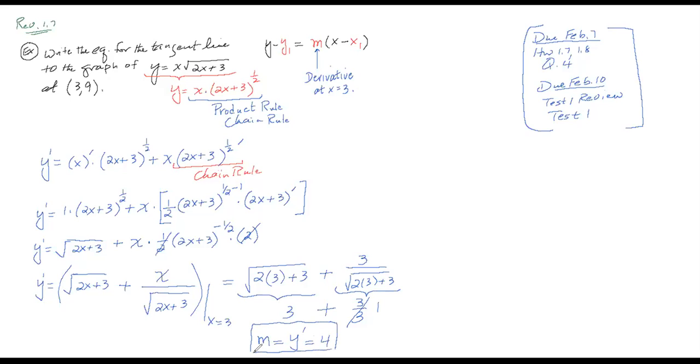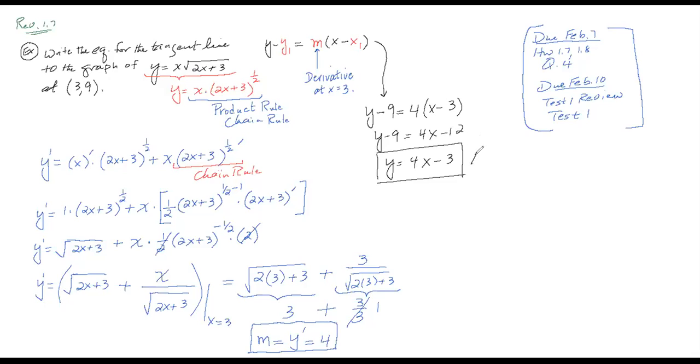Any questions on how I got that 4, folks? No. So let's go ahead and do this equation. y minus y1, which is 9, equals m, which is 4, times x minus x1, which is 3. So y minus 9 is equal to 4x minus 12. You add 9 to both sides, and that is your equation. Okay, so that's your answer.